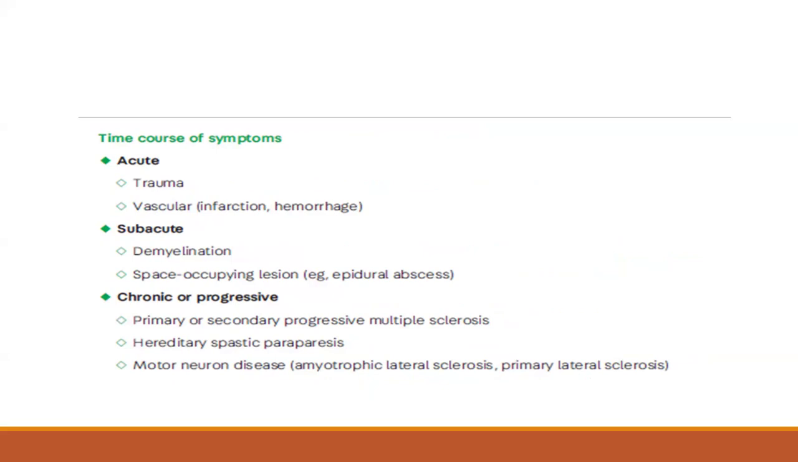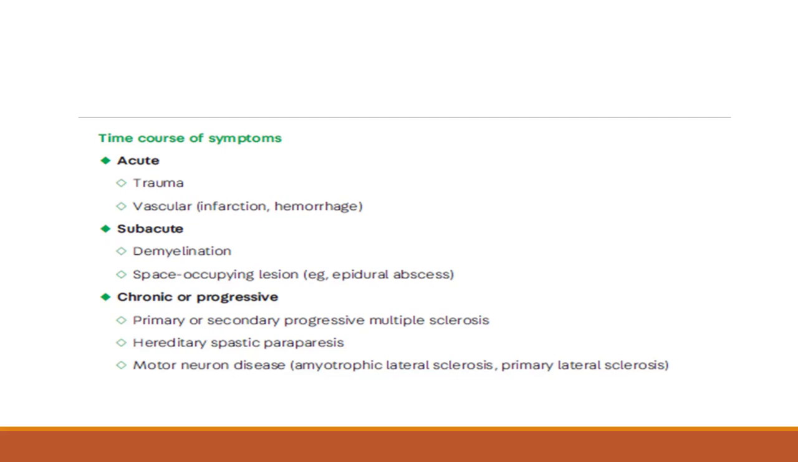But in vascular, we have spinal cord infarctions, might be because of an embolus, or might be a clot that is there. So subacute lesions, they are mainly demyelination and space occupying lesions. Chronic or progressive, mainly MS, hereditary spastic paraparesis, motor neuron disease, and metabolic myelopathies.